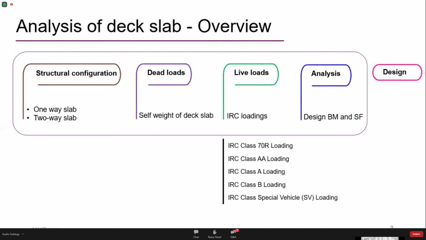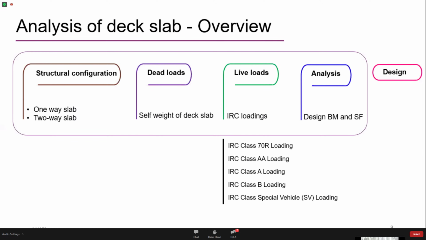This particular slide gives us an overall picture of the procedure that is adopted in the analysis and design of the deck slab. I'll just explain these steps one by one, and the details of each will be explained in the coming slides. When we have to analyze and design a deck slab, the first thing we need to understand is the structural configuration of the deck slab. Depending upon the type of the bridge, the deck slab may be classified as a one-way slab or a two-way slab.